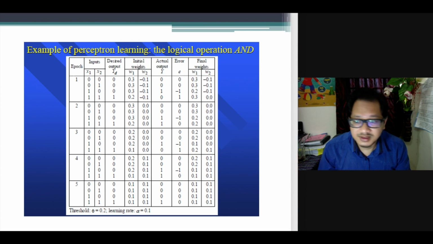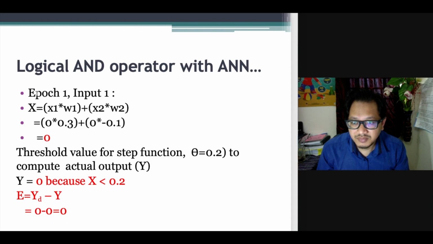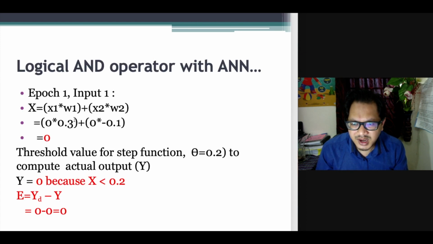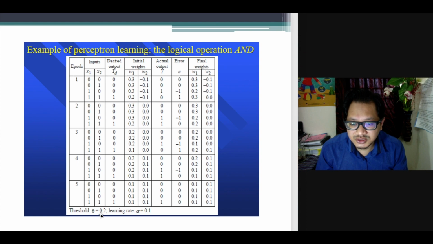Ni lain sikit. Okay, for example untuk this one, ini contoh dia. Okay, for epoch 1, input 1, tengok. Epoch 1, input 1, kosong-kosong. So, dia akan times dengan dia punya weight dia. Tengok, dia akan times, dia akan dapat 0. So, kat sini dia punya threshold kita buat 0.2. Okay, threshold dia kita buat 0.2. And learning rate dia, okay, alpha equal to 0.1.